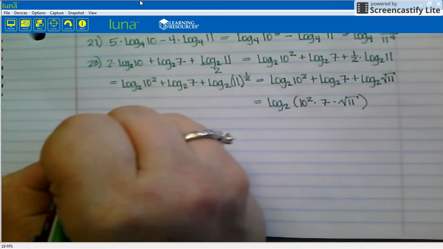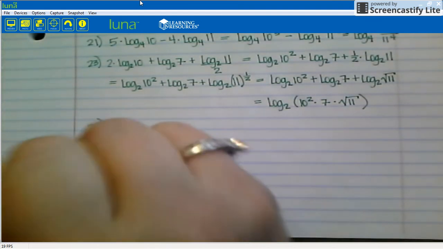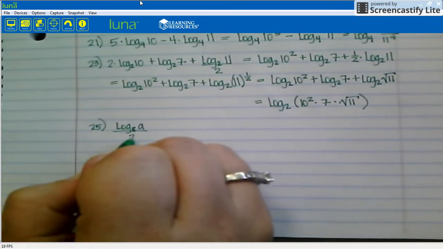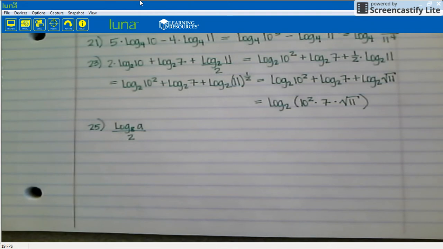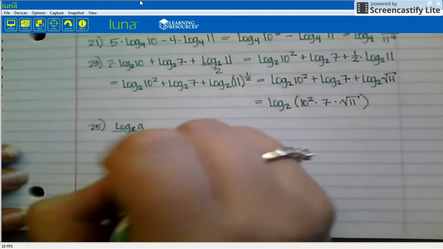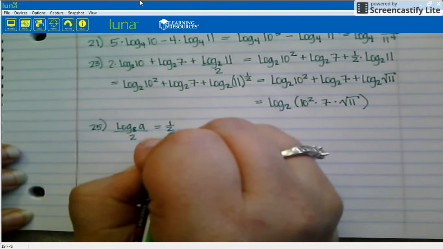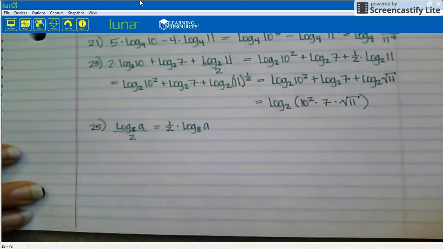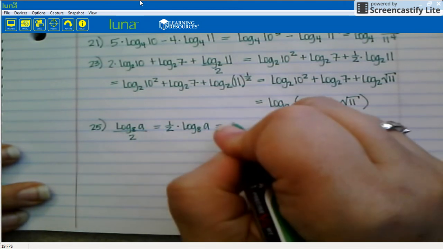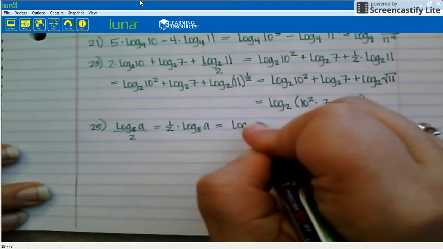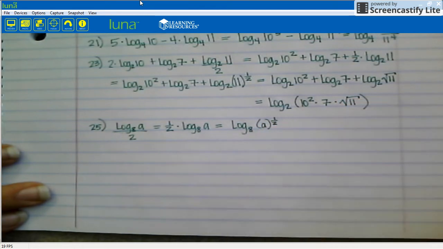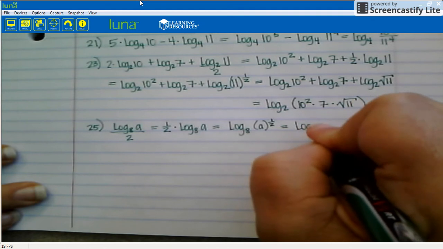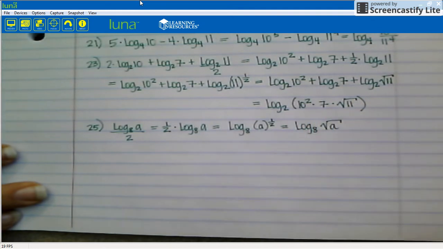For number 25, we have log base 8 of a over 2, very similar to the last term in number 23 above it. This actually means 1/2 times the log base 8 of a. And using the power property, this is log base 8 of a to the 1/2 power, which means the square root. So this is log base 8 of the square root of a.